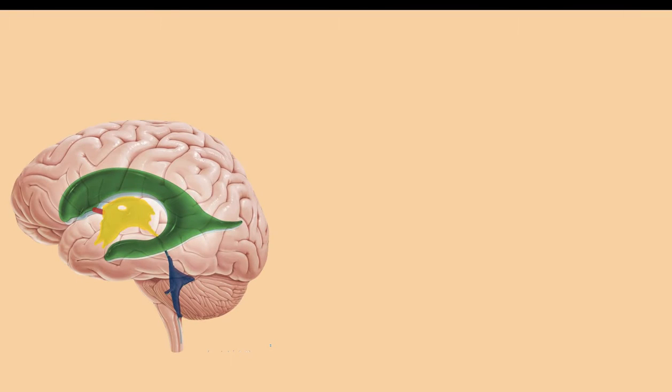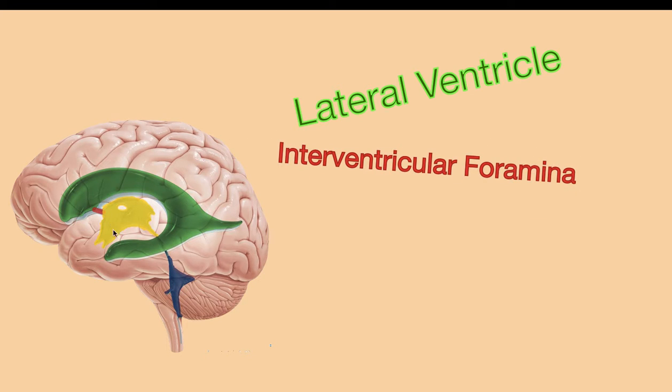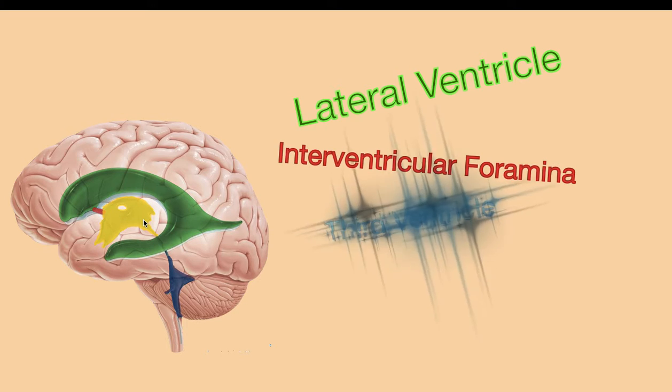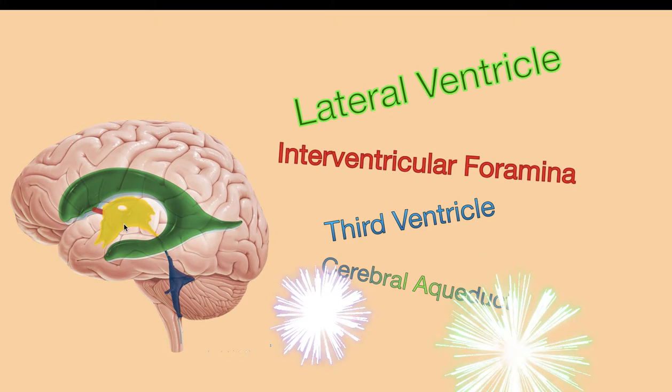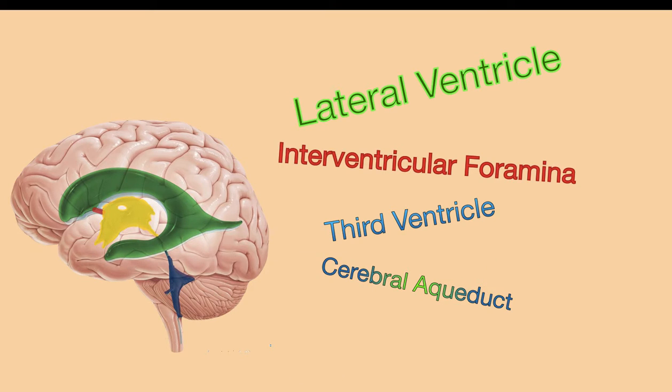Okay, so now let's look at the ventricles. This green one is called the lateral ventricle, and there are two lateral ventricles. Then this red part is called the interventricular foramina, and it connects the lateral ventricles to the yellow part. And the yellow part is the third ventricle. The third ventricle is connected to this blue part through the cerebral aqueduct. And the dark blue part is the fourth ventricle. So let's explore each of these.